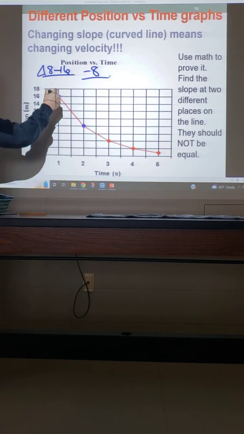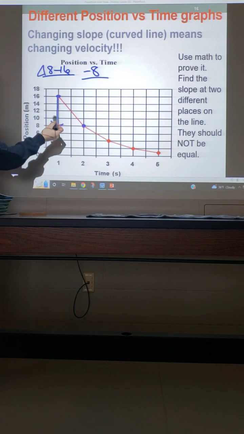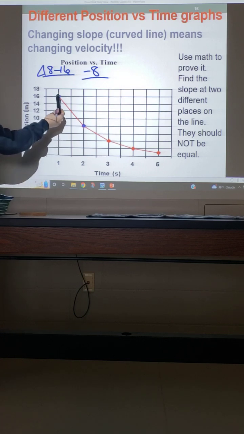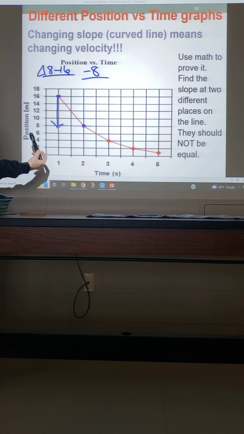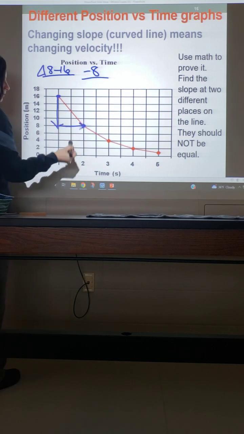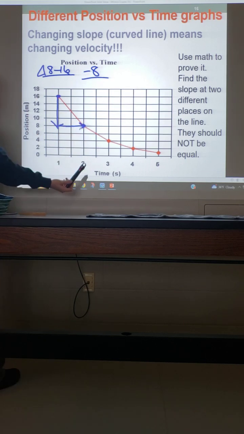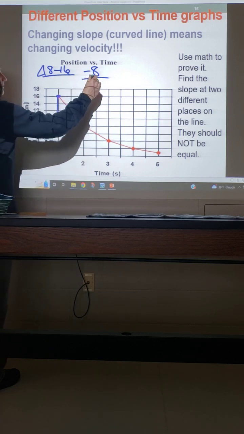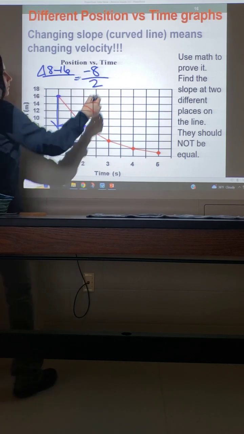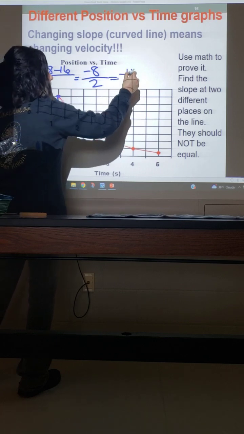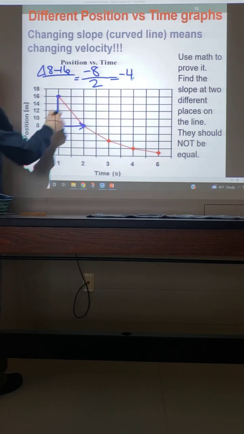My time, right, so as I drop down, I go a difference of 8, and as I go over, each space is still worth half, 1, 1.5, 2. I have a change of 2. And so this is a slope of -4 for this first section.